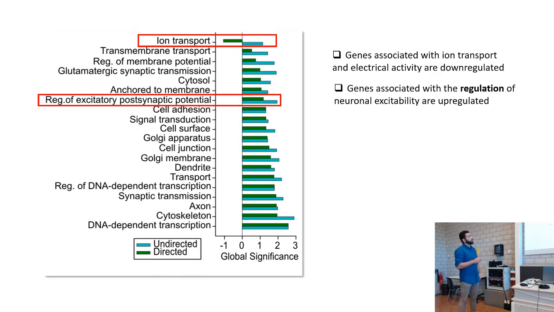downregulated, let's say, the genes in this pathway that was downregulated was ion transport. So genes associated with ion transport were again downregulated in the cortex of the in vivo experiment. And one of the highly upregulated pathways was the regulation of excitatory postsynaptic potential. So again and again, genes that had to do with electrical activity were downregulated, whereas genes that had to do with energy metabolism and regulation of neural excitability were upregulated after 709 inhibition.